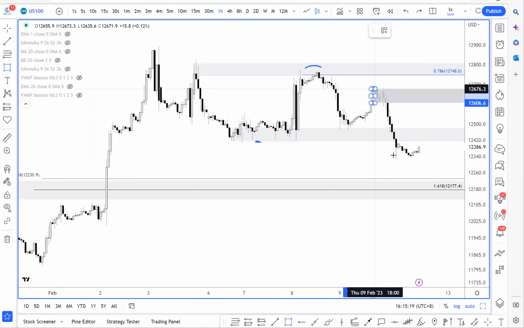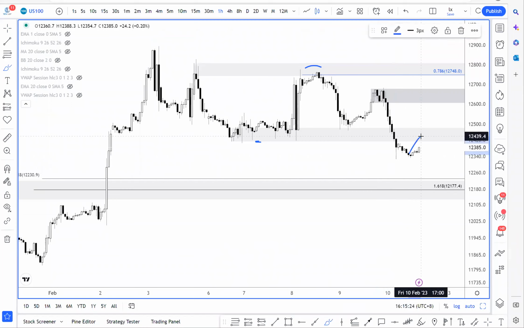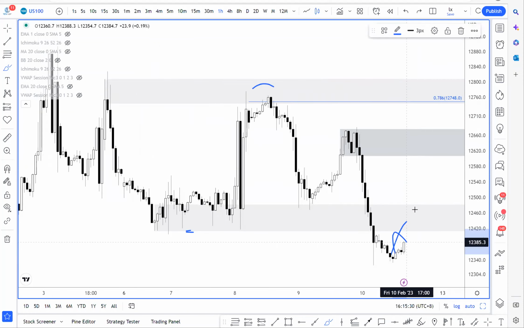So again, how would we know that? You can see that if we were to see a pullback into this region, what would first have to take place is that we need to see price pushing into this zone. So that would be in the form of higher lows and higher highs.